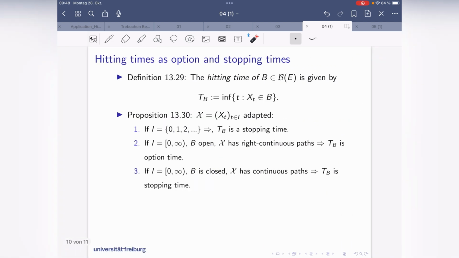So let's come to some more examples. Hitting times are very often used for option and stopping times. The hitting time of some measurable set B is given by Tb as an infimum over all t such that xt is in B. And assume x is adapted. Tb is a stopping time if I equals a discrete set. If it's a continuous set and B is open, and x has continuous paths, it's an option time. And if B is closed and x has continuous paths, Tb is also a stopping time.